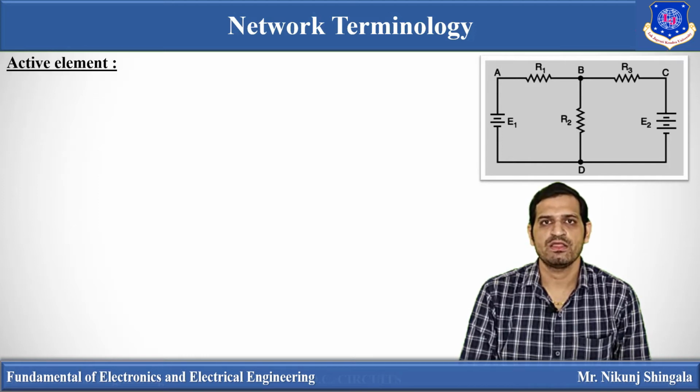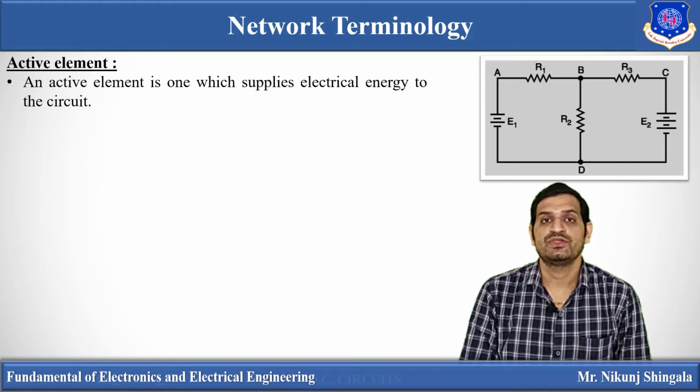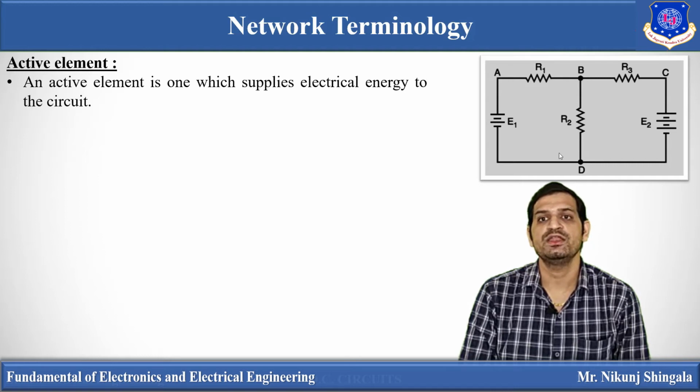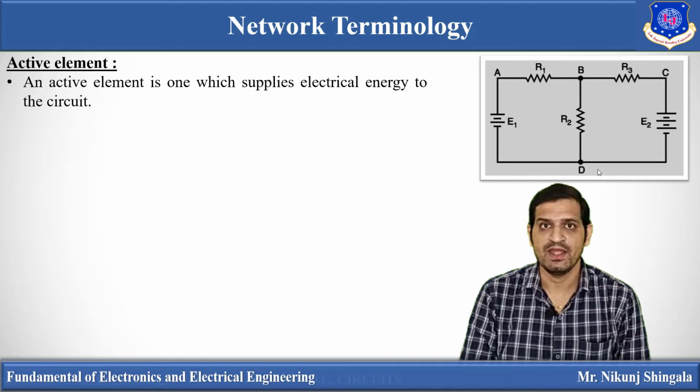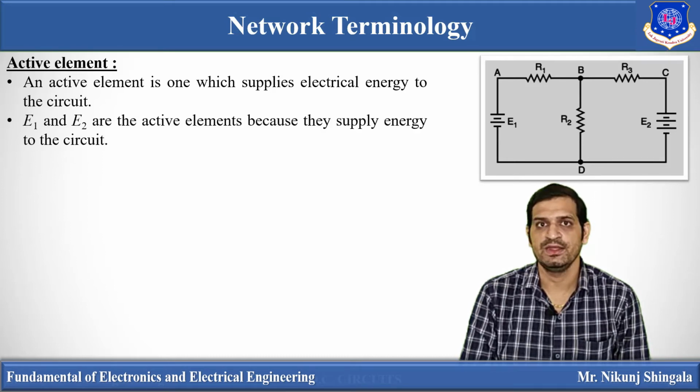Starting with the first one, that is active elements. The elements which give the energy, which supply the energy to the circuit, are nothing but the active elements in the circuit. Here you can see one circuit which consists of two energy sources E1 and E2 which supply the energy to the other circuit elements. So E1 and E2 are the active elements in the given circuit.